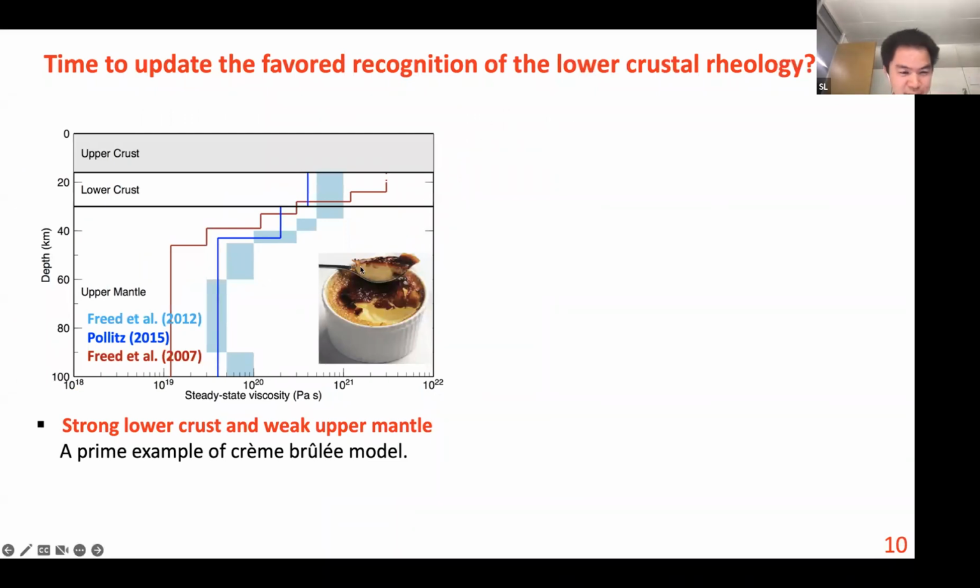Before 2015, previous studies found that the effective viscosity of the lower crust is very high, up to 10^21 Pascal seconds, and is at least 1 order of magnitude higher than that of the upper mantle. So this serves as a prime example of the Jelly Sandwich model.